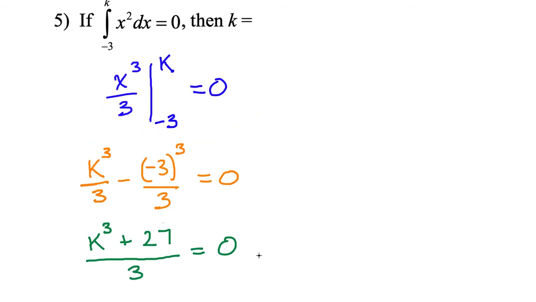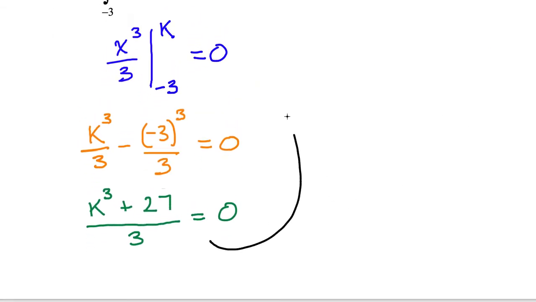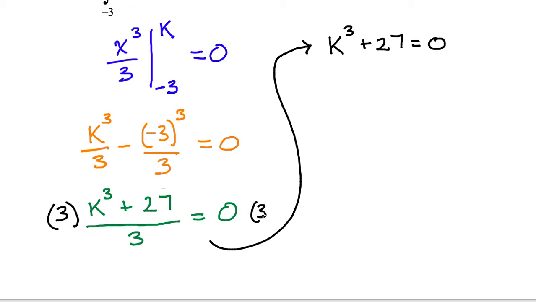So I'm running out of room. What I'm going to do to get from this step to this step is I'm going to multiply both sides by 3. If I multiply both sides by 3, 0 times 3 is still 0. So on the left-hand side, I'm basically getting rid of the 3. k to the power of 3 plus 27 is now equal to 0. I multiply both sides by 3, times 3 times 3. My next step is to subtract 27, so I get k to the power of 3 is equal to negative 27.